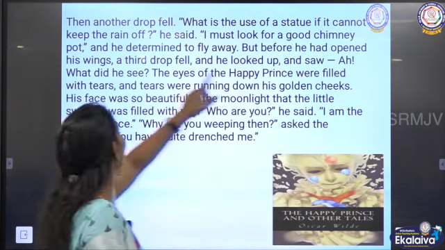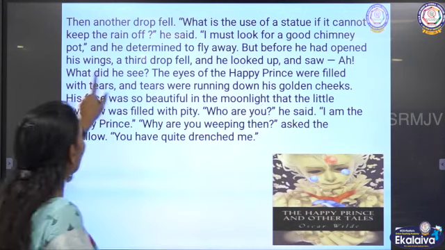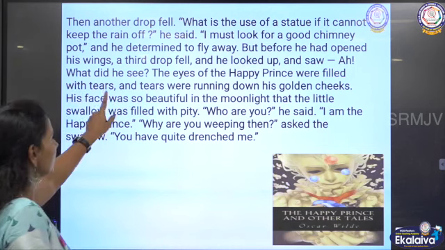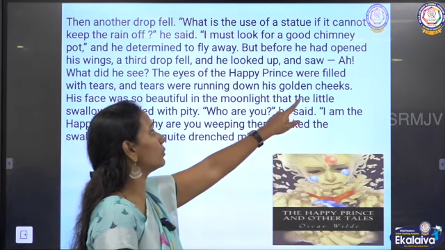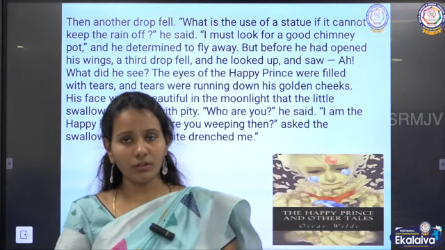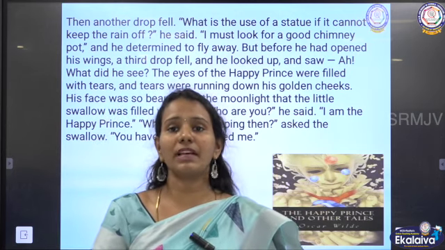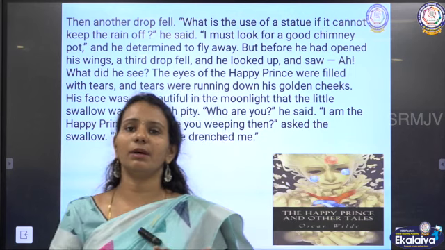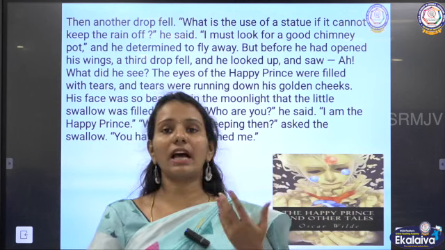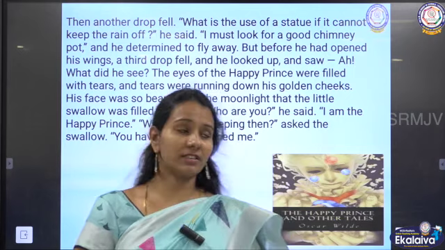But before he had opened his wings, the third drop fell, and he looked up and saw. What did he see? The eyes of the happy prince were filled with tears, and tears were running down his golden cheeks. So before he could think all these things, another droplet fell on him. So he was now completely confused, and he is looking around to check what was actually happening. When he raised his head above to see, he was able to find that the happy prince was crying. His eyes were filled with tears, and the tears were rolling down his golden cheeks.